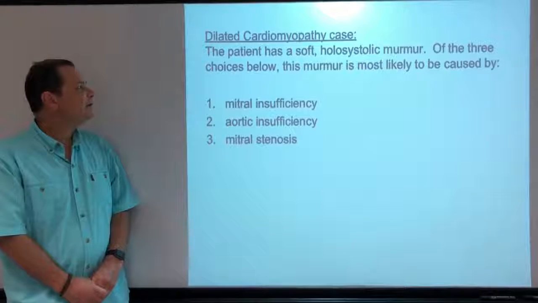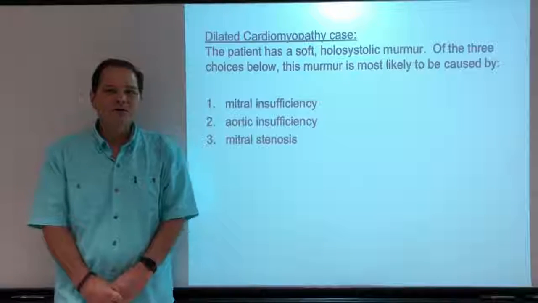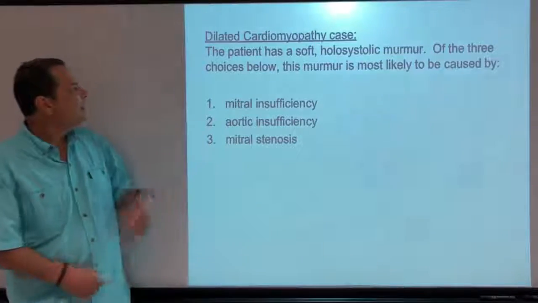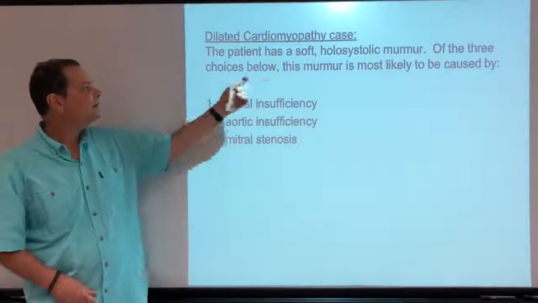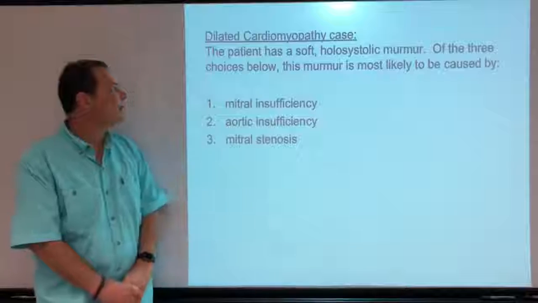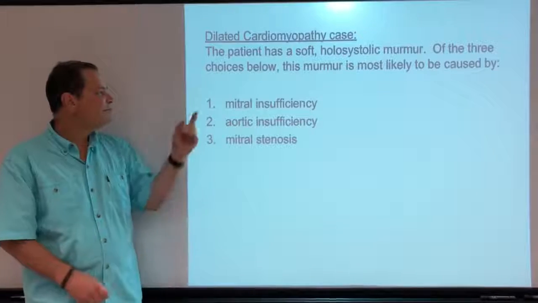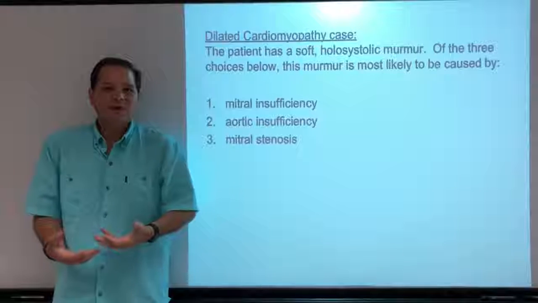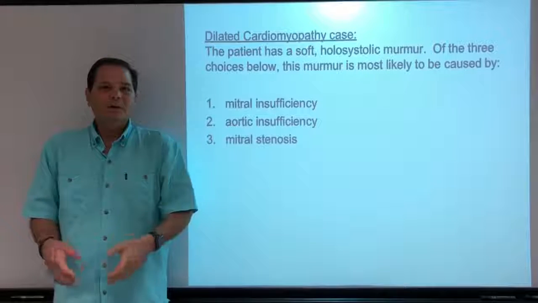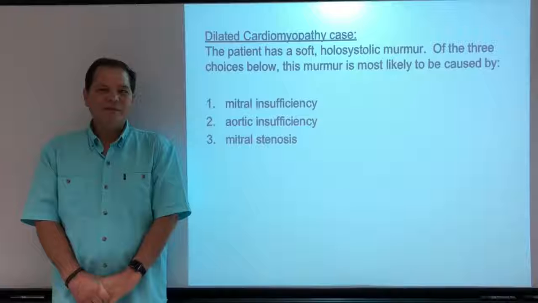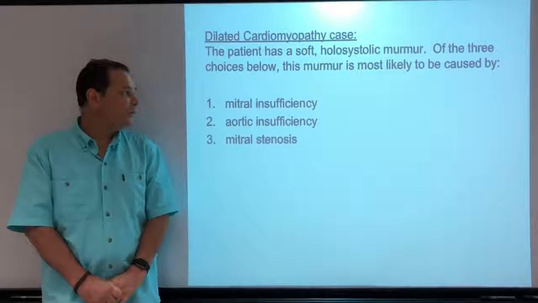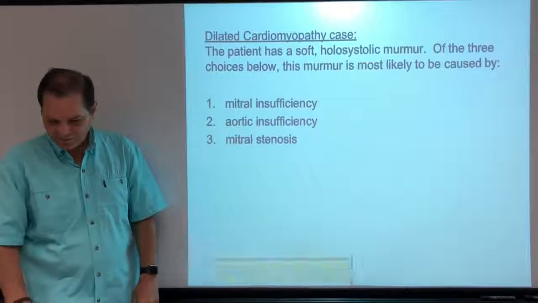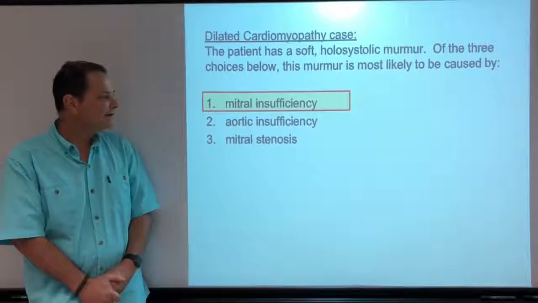I have a question, and if you want to, you can pause and look at it before I give you the answer. The patient had a soft holosystolic murmur. Of the three choices below, which do you think is most likely causing the murmur? If you want to think about that, pause now. And now I'm going to give you the answer, and it is mitral insufficiency.